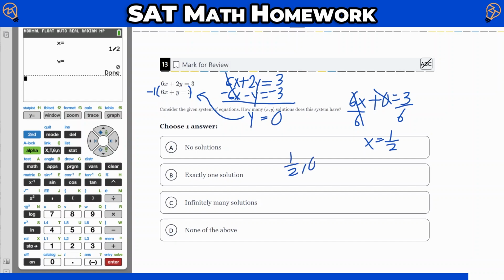Now, if instead it was no solution, the way you would know that is if both the x's and y's canceled, and you would get 0 on the left side. And if you get a true statement like 0 equals 0, that's infinitely many solutions. If you get a false statement like 0 equals 5, which isn't true, then it'd be no solution. But in our case, we got exactly one solution, making the correct answer B.